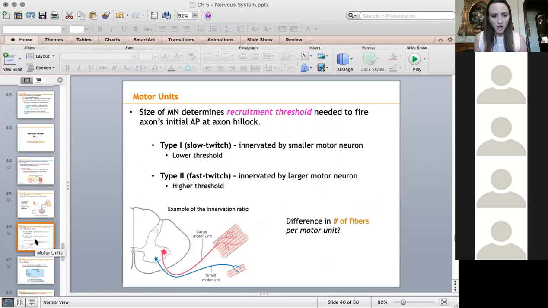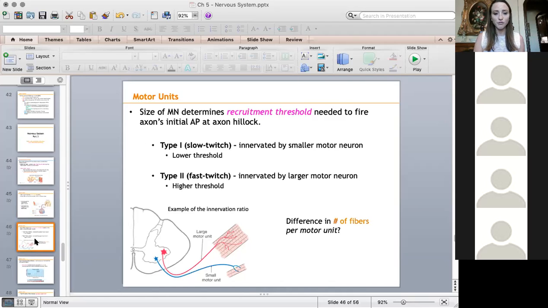So let's talk about this part right here. You may have a few questions about threshold level. When we say that type 1 slow twitch fibers have a lower threshold, that means they're easier to activate. That means that for normal day-to-day activities, the threshold is not very high. It's pretty low, meaning it's easy to recruit those.